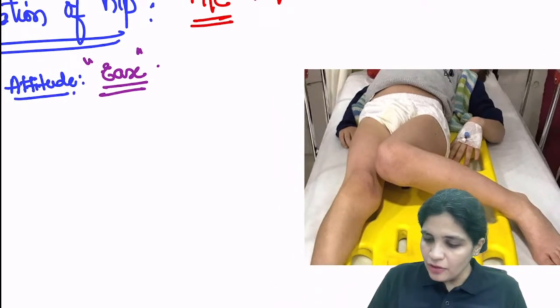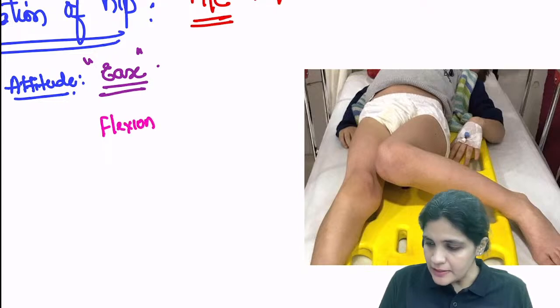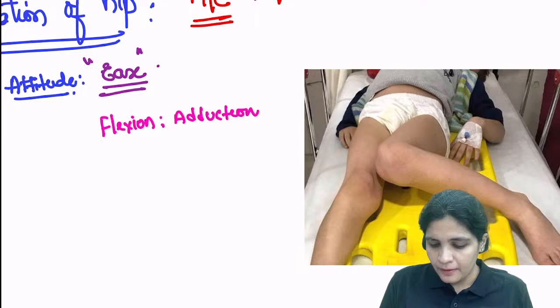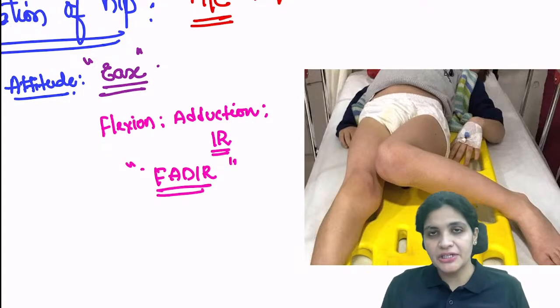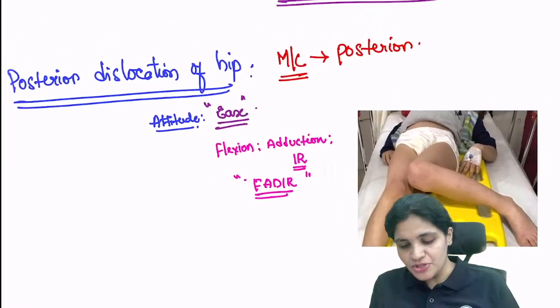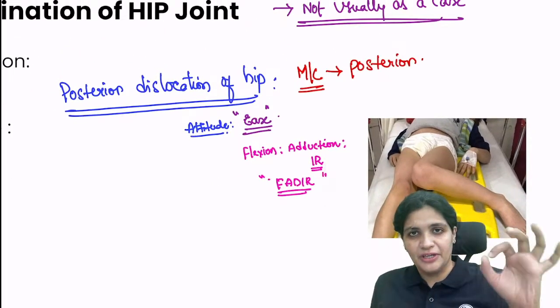So this is nothing but your flexion, adduction and internal rotation. So this comes to be the FADIR. This comes to be the FADIR. So flexion, adduction and internal rotation. This is FADIR, and it is very commonly seen in case of your posterior dislocation of the hip.